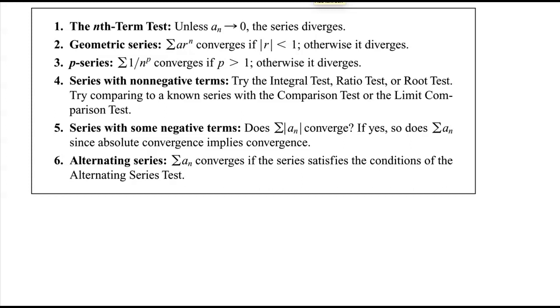So the nth term test for divergence basically says that if the limit of the sequence we're dealing with does not approach 0 as n approaches infinity, then our series is going to diverge. Put another way, if we know that the limit as n approaches infinity of a sub n is equal to 0, then there is a possibility that our corresponding series will converge or it will diverge. So this is inconclusive.